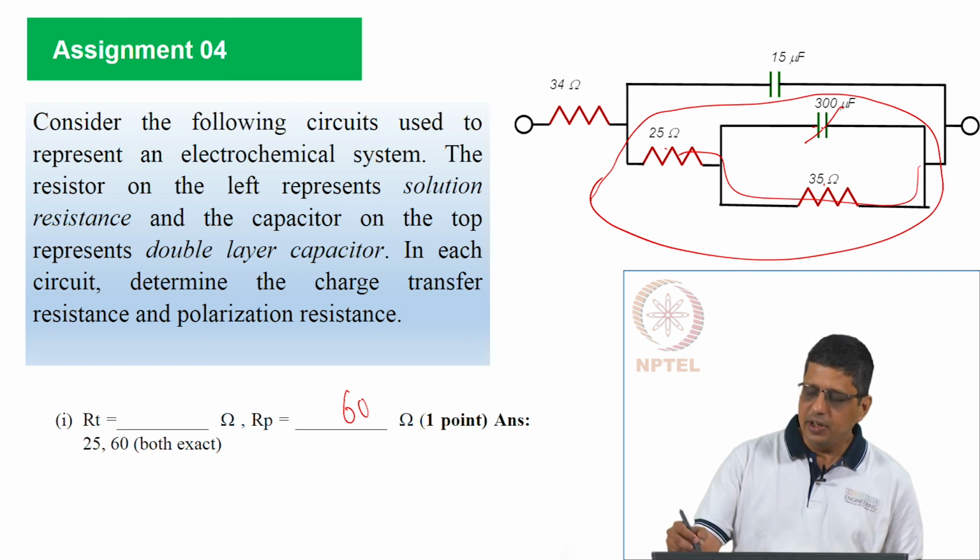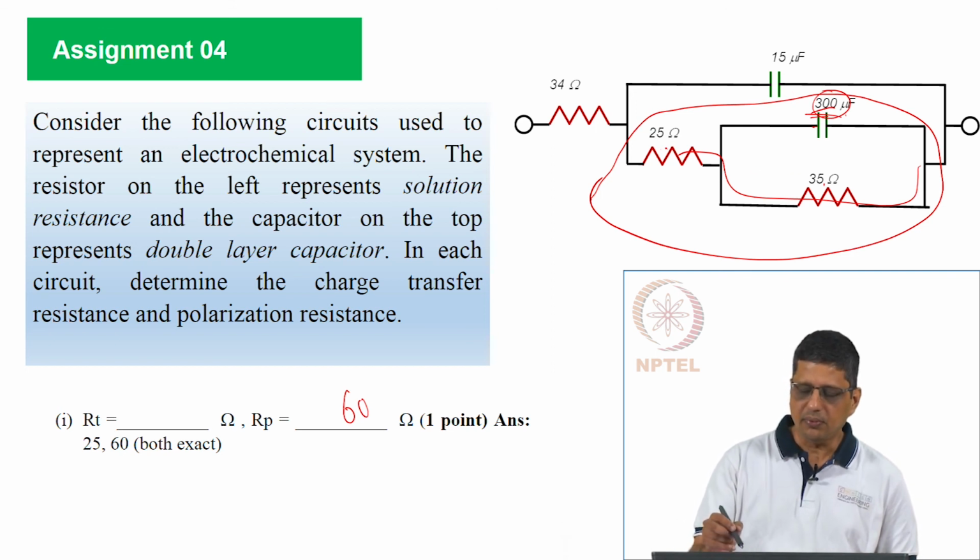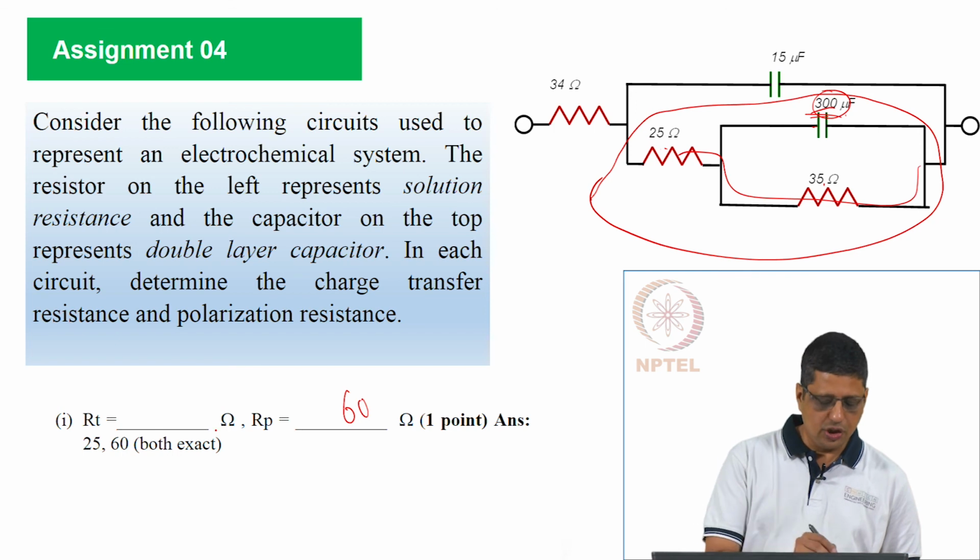If I give very high frequency, all the current will go through this and it offers no impedance or negligible impedance. So, 25 ohm is the charge transfer resistance.